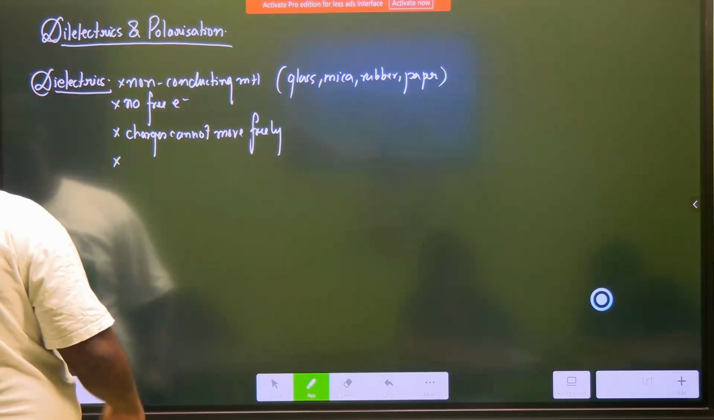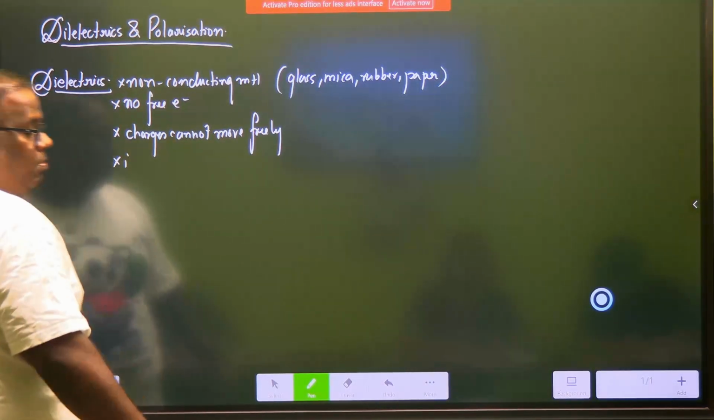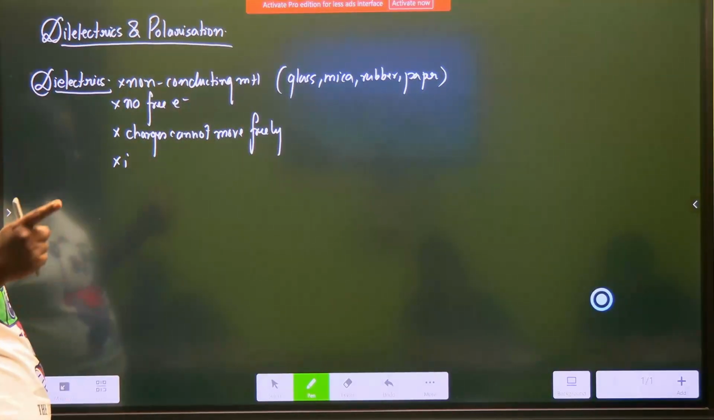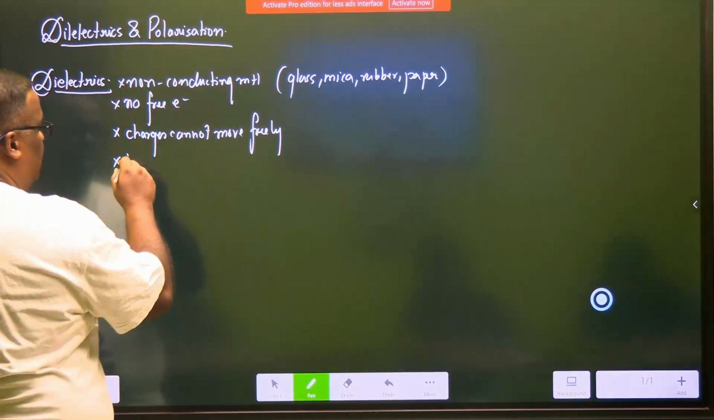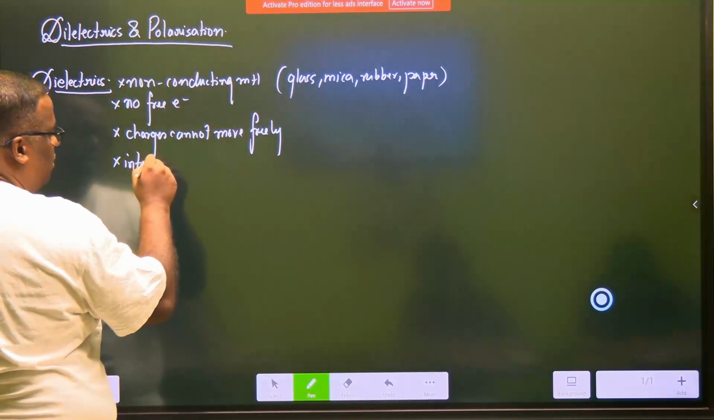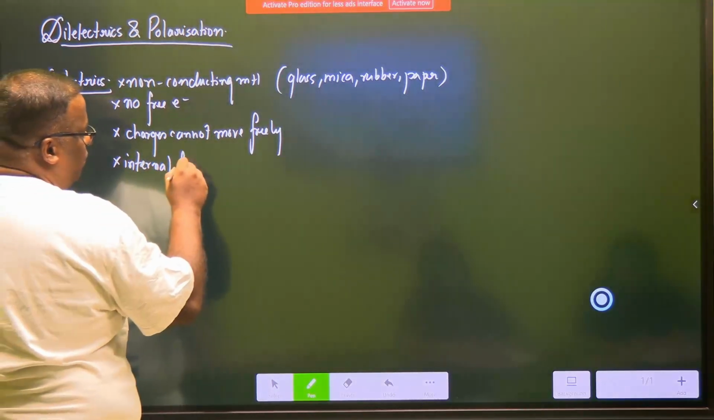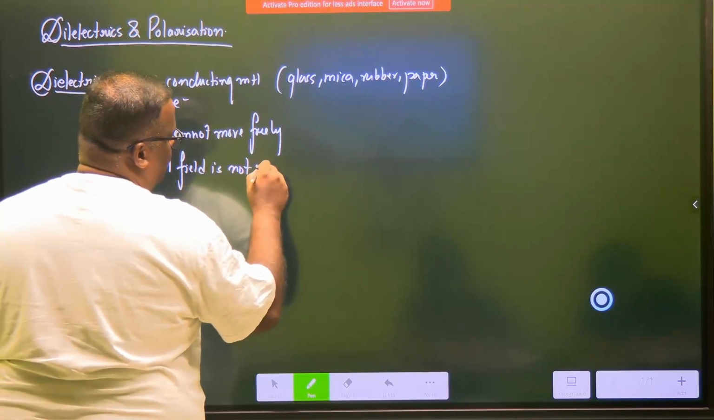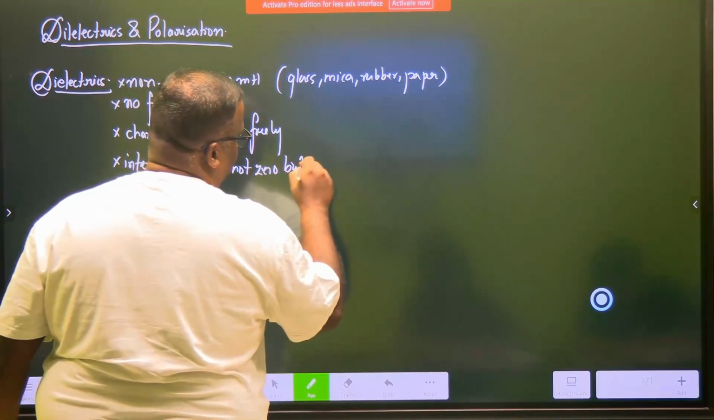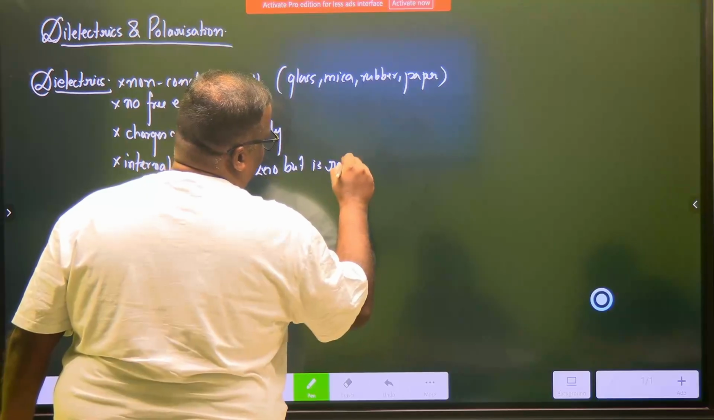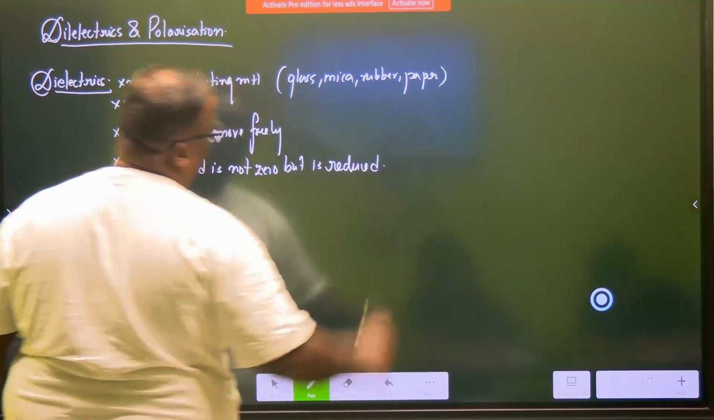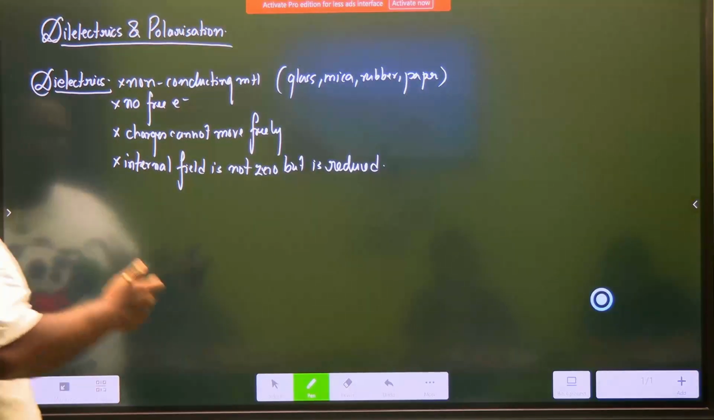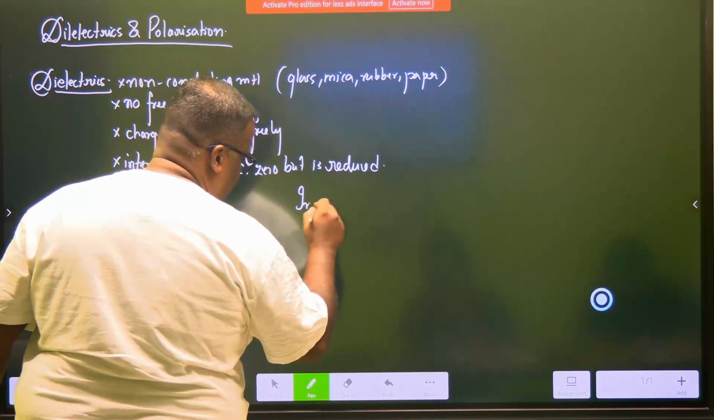And the next one is, if you remember, the internal electric field inside a conductor was 0. Here we will say the internal field is not 0 but is reduced. This is what we will be trying to understand. Okay, so now let's see in an external field.